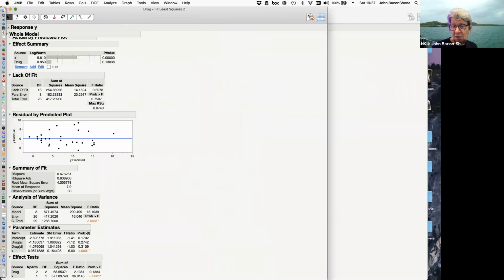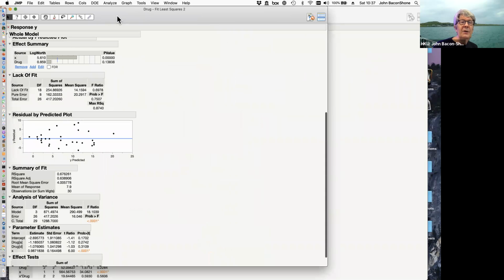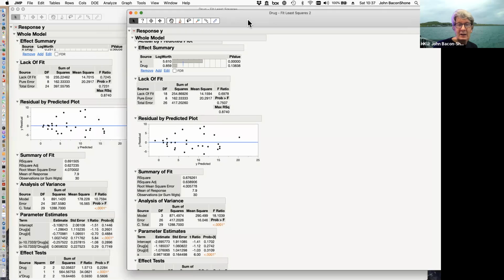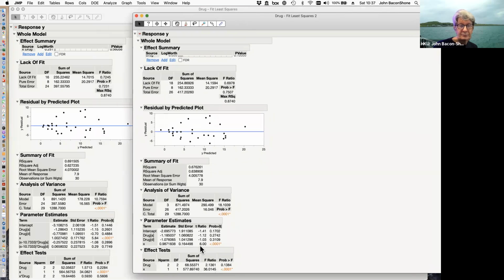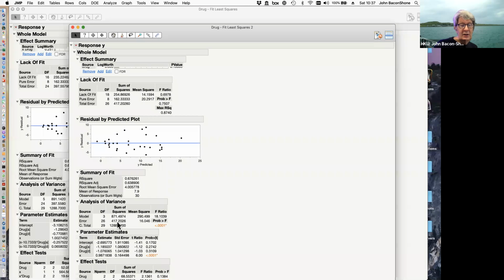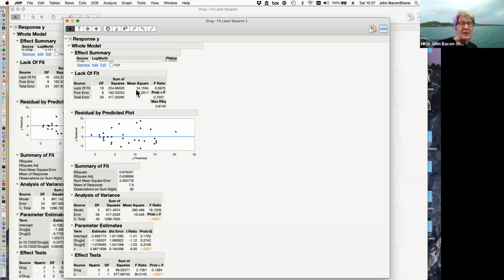If we compare the effect test here, I need to move it up my screen a little bit so you can see this. So this tells us that the baseline measurement is very strongly significant, but it also tells us that the drug effect doesn't appear to be significant. Now, if we look at the parameter estimates on this one, you will see A and D seem to have a similar effect.